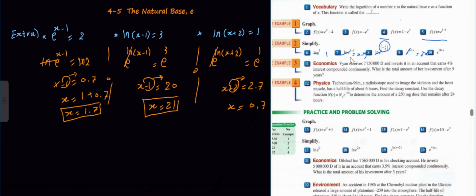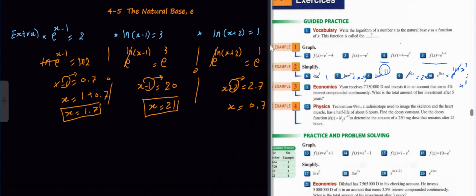But in here we cannot immediately cancel them. We move this 3, e to the power 3 ln x. We make this 3 as a power. So these two will cancel. x to the power 3 is remaining.